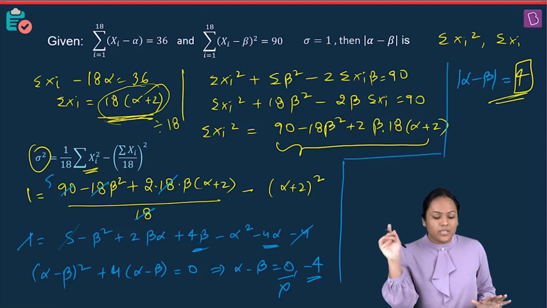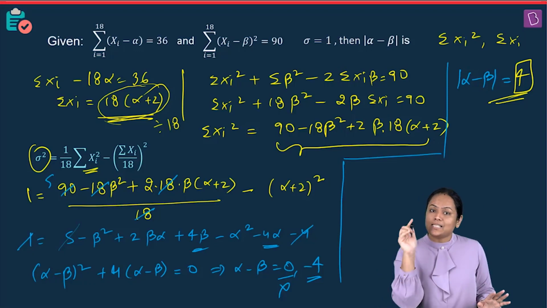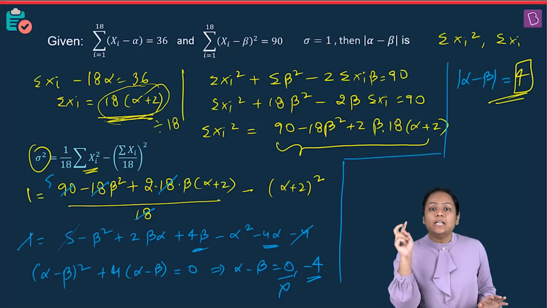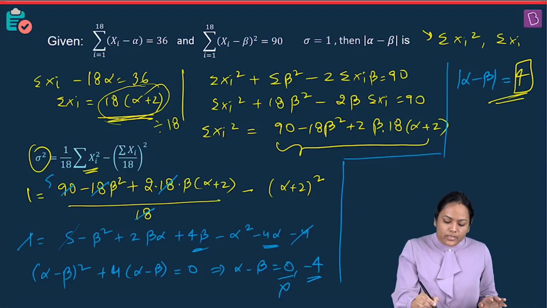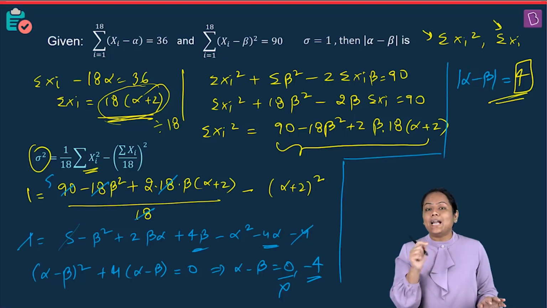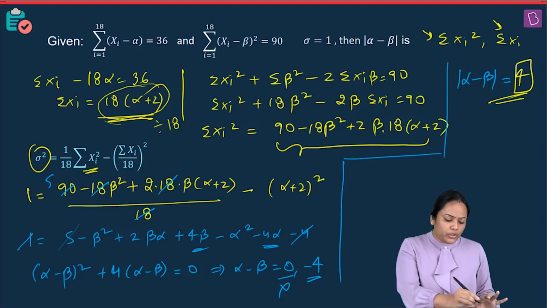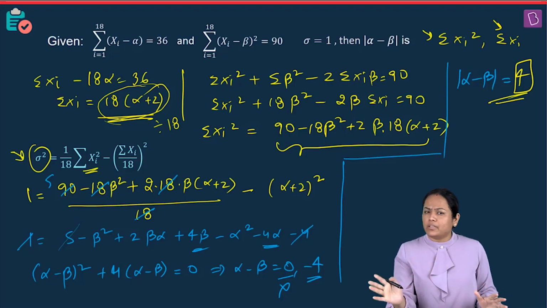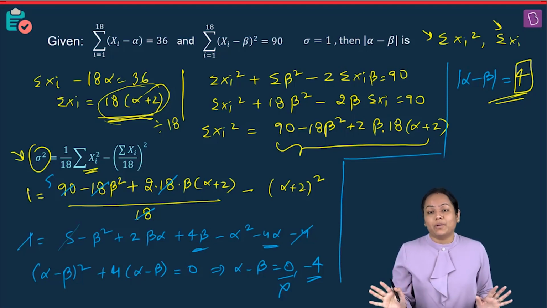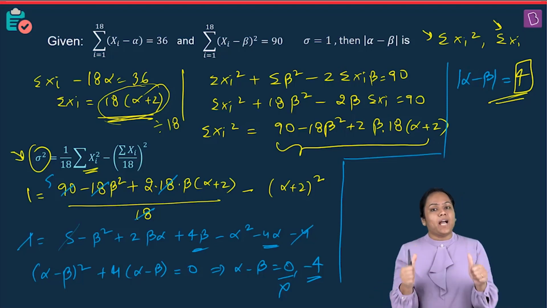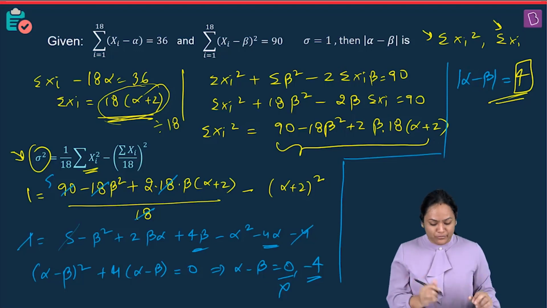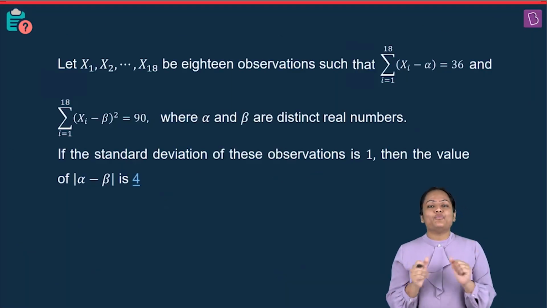Have you understood? This was a question from statistics, and what we have learned is that I have to solve for summation of xi square and summation of xi, then put in the standard deviation or variance formula and solve for alpha minus beta. Clear? Have you understood, guys? Perfect. So the answer is 4.